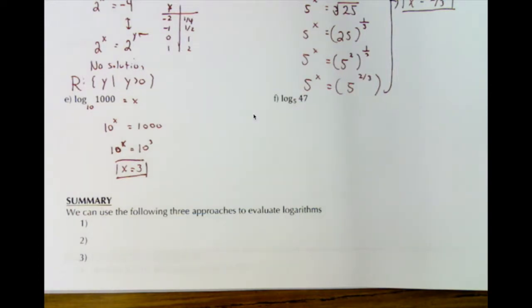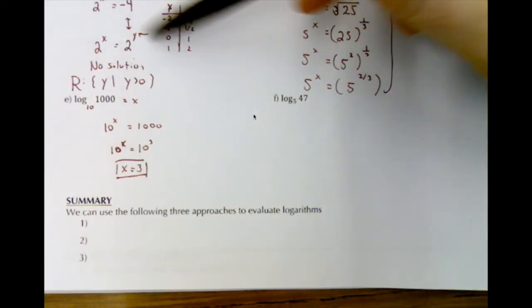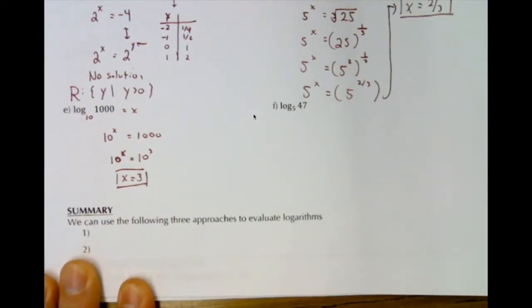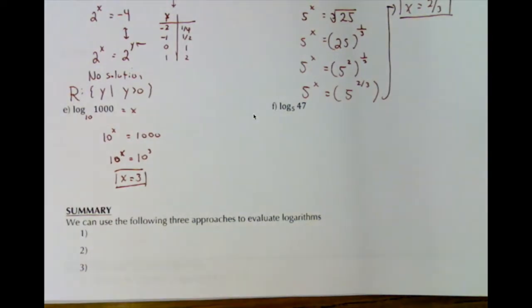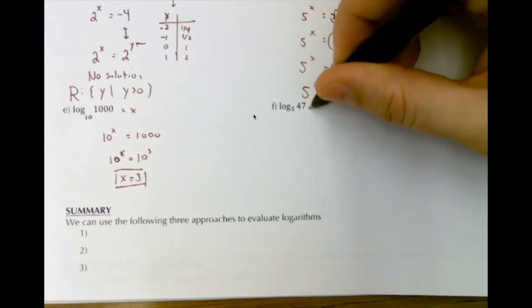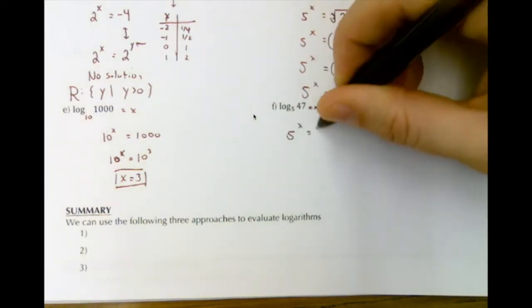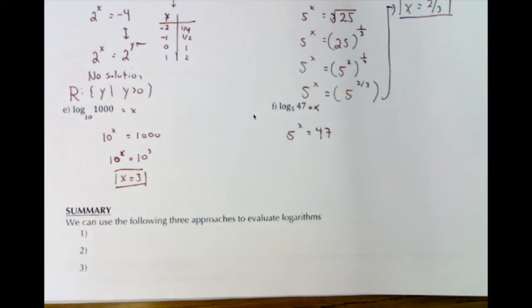So if we can make a common base, go for it. Make yourself a common base. If we can't, make sure the value we're looking for is actually in the range of the function. But part f actually gives us a new wrench in our process here. We have the log of 47 base 5. You might be able to see the problem already, you may not, but let's rewrite it as an exponent first. 5 to the exponent x equals 47. And now our goal would be to write 47 as a power with a base of 5.